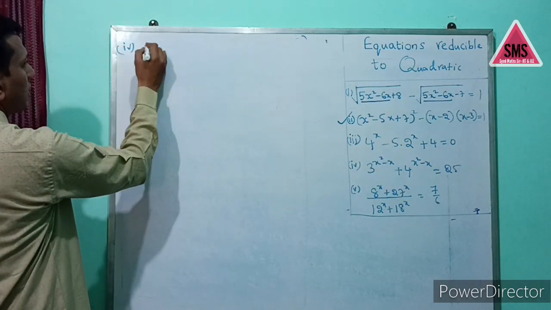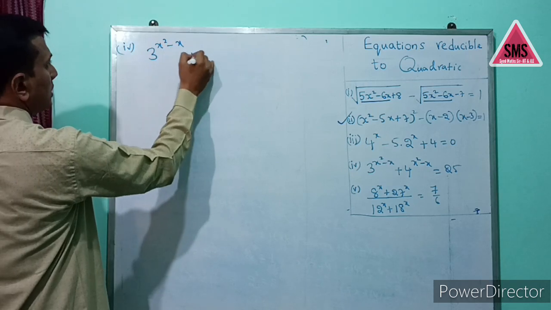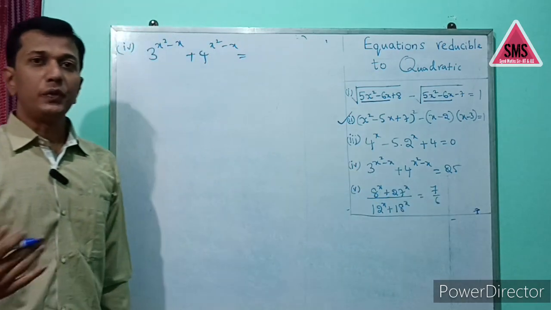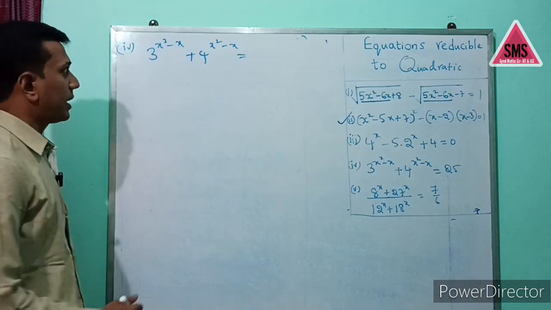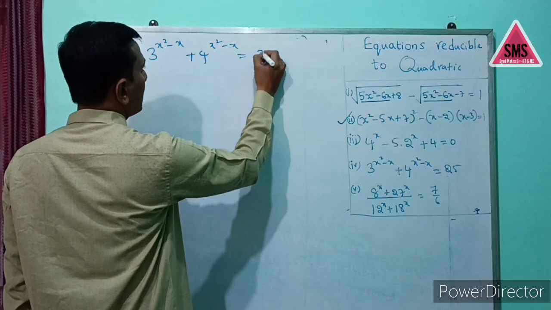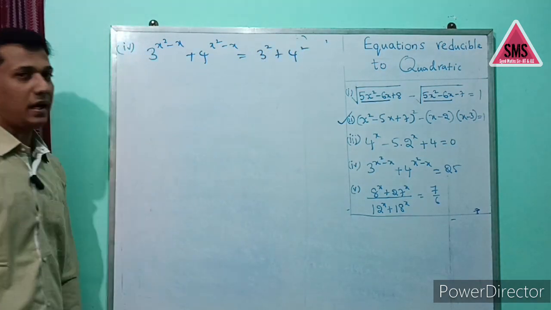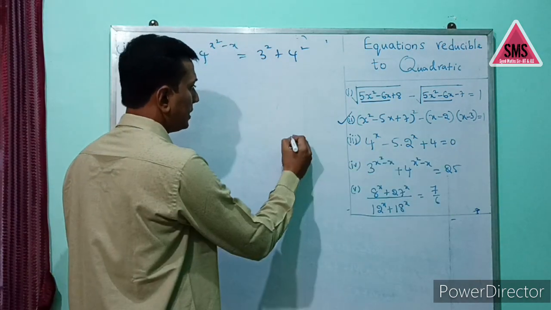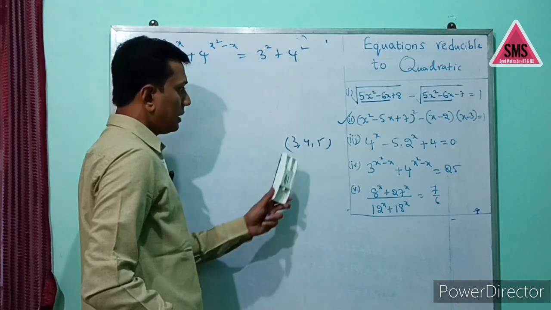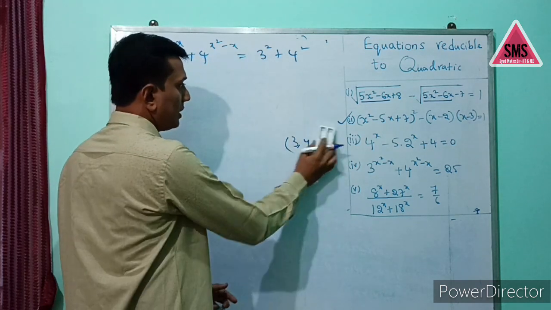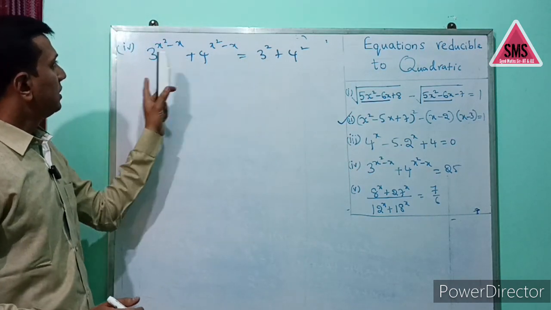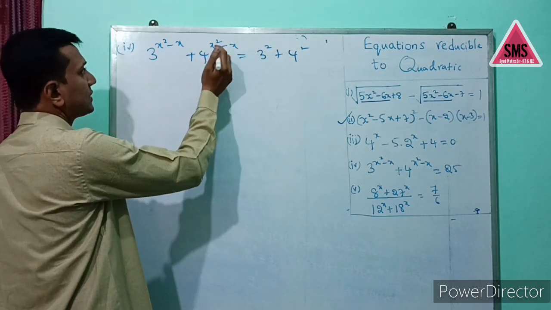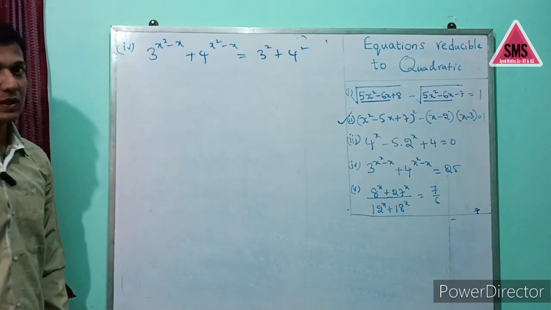Now according to the Pythagorean triplet, we have a relation between 3, 4 and this 25. 25 can be written as 5 square. This 5 square can be written as 3 square plus 4 square. According to the Pythagorean triplet, 3 square plus 4 square equals 5 square. So I have used that concept here. So 3 to the power of x square minus x plus 4 to the power of x square minus x equals 3 square plus 4 square.